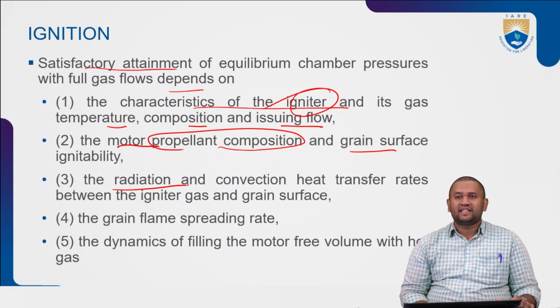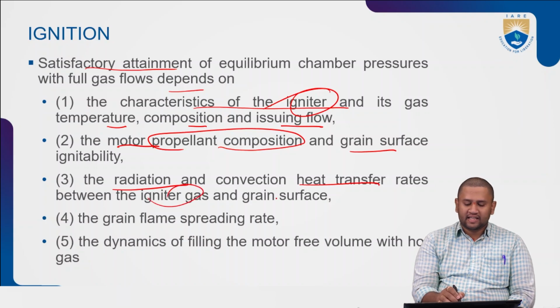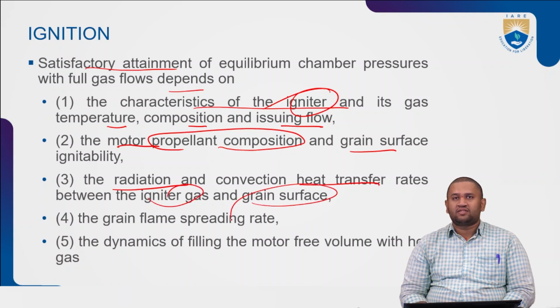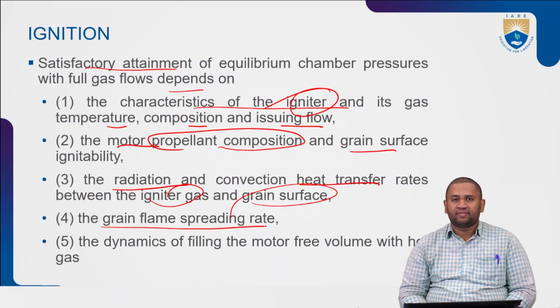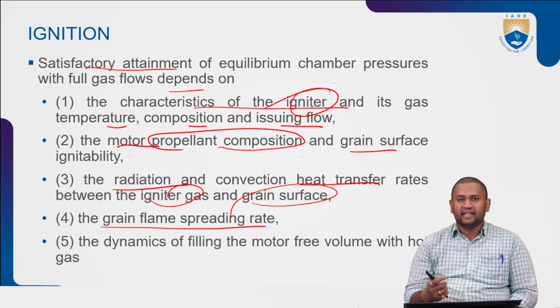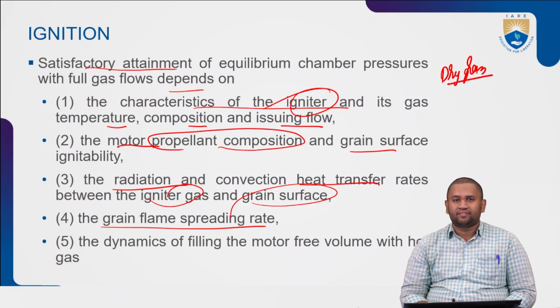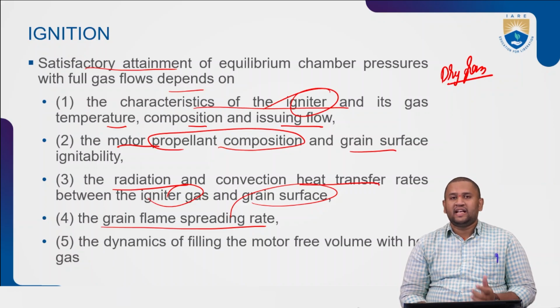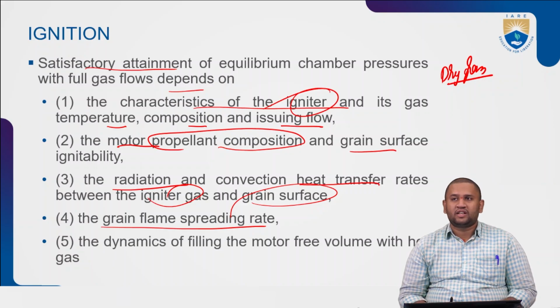Next one will be the radiation as well as the convection heat transfer that takes place between the igniter gas as well as the grain surface. That also we are supposed to maintain or look after. The grain flame spreading rate. For example, any dry grass: as soon as we ignite one part of the dry grass, it tends to spread faster to other areas surrounding it. What happens for green grass? It tends to move not much further.